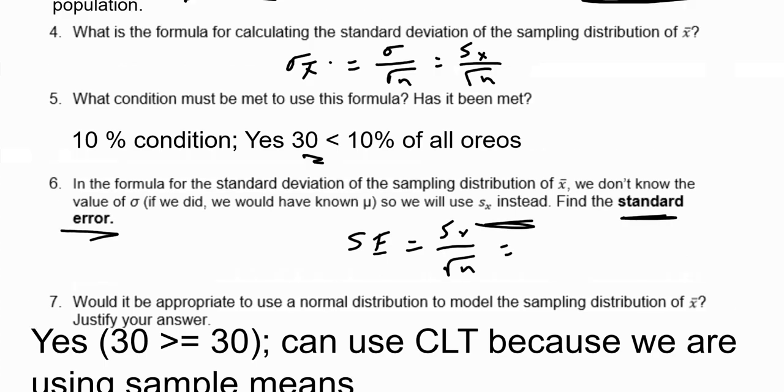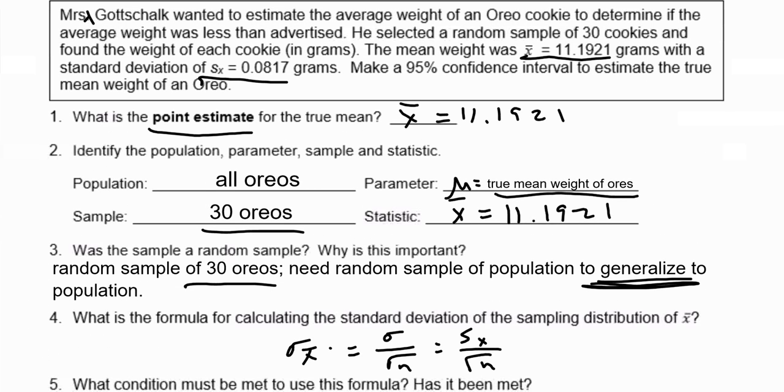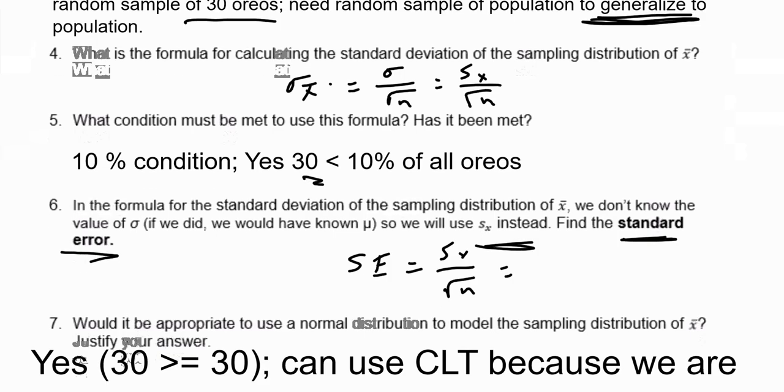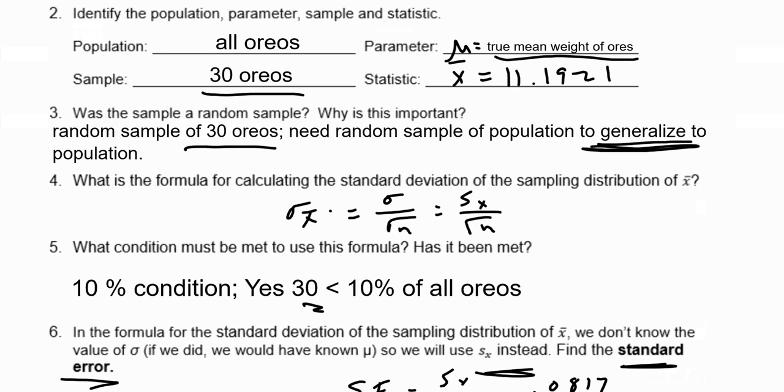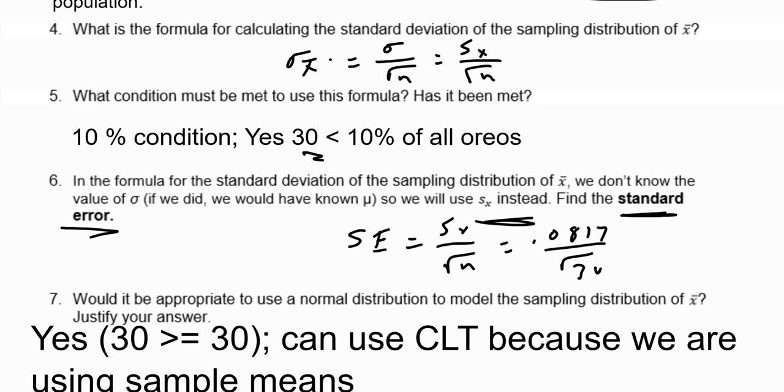So in this case, what is our standard deviation? It's going to be 0.0817. And we're going to divide that by the square root of, I believe it is 30. We have 30 Oreos. And so if you put this in your calculator, and you take that 0.0817 and you divide that by the square root of 30, you'll have a standard error of 0.0149.